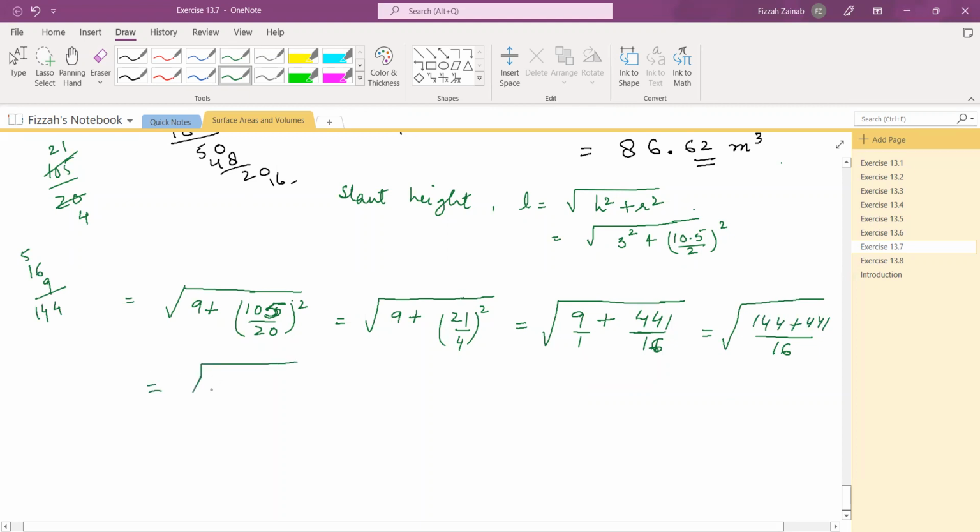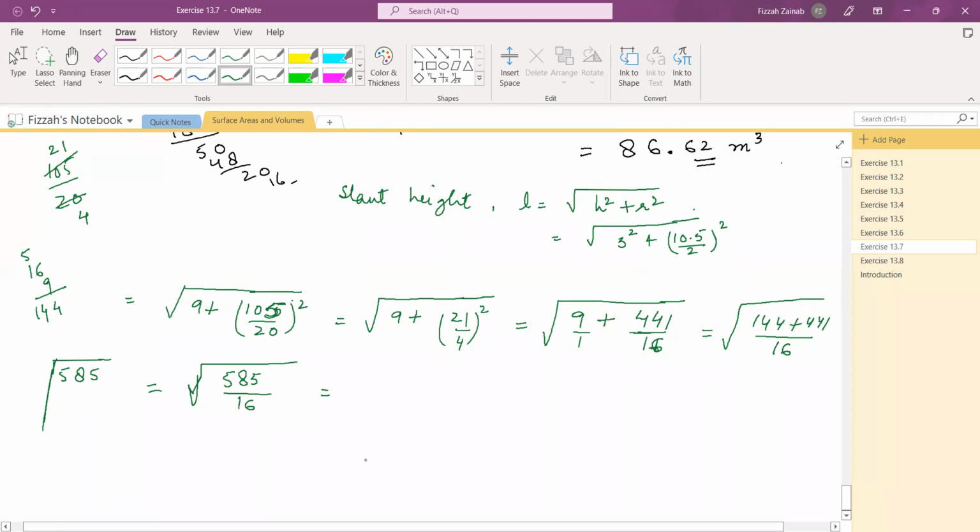So this becomes how much? Square root of 585 divided by 16, right? Am I correct? Okay. Now 16, you already know the square root of 16 is 4. Now 585, we want to know, is it a perfect square? There are two methods of finding a square root. One is like this, which we use. Do you know this method, all of you? Yes, ma'am. Or you can find the factors.